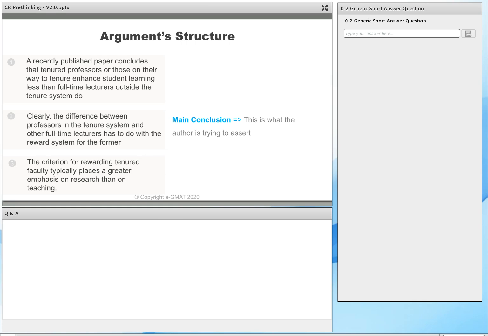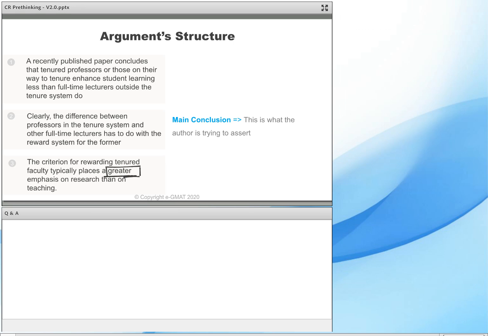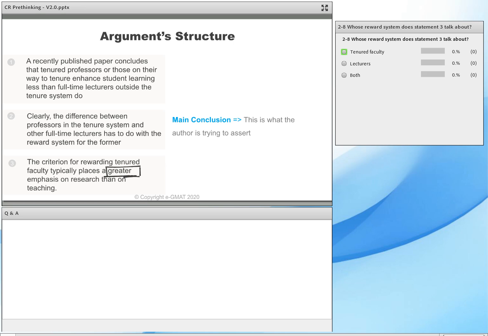Now, this piece over here, this word greater, what does this word greater compare? Can you tell me? What does this word greater compare? And for whom? I'm going to actually put in another poll question, and this is very, very interesting. So whose reward system does statement 3 talk about? Is it just tenured faculty, just lecturers, or both tenured faculty and lecturers?